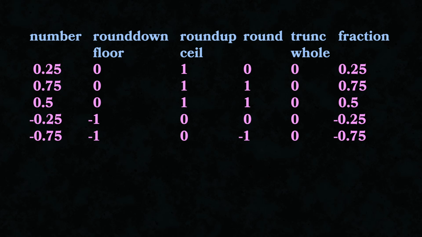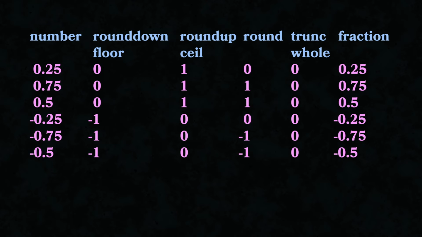Next is negative 0.75, rounded down, goes down to negative 1. The ceiling, which is rounded up, it goes up to 0. Rounding, it goes to negative 1. The whole number part of that is still 0, and the fractional part is negative 0.75.